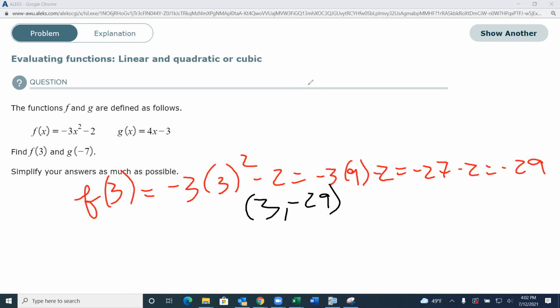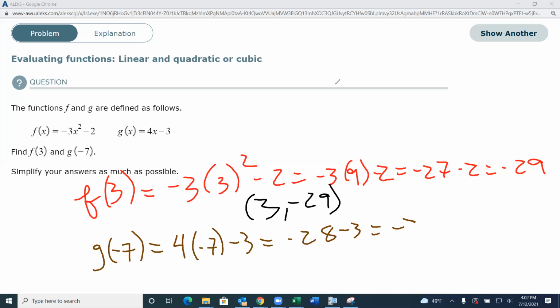Okay. What about g of -7? Okay, so that says go to the g function and plug in -7. And so I can conclude that the point -7, -31 is a point on the graph of g of x, of that function, if you plug it in, or y equals 4x minus 3.